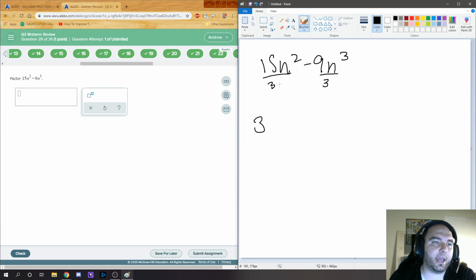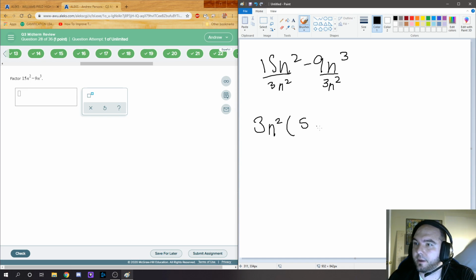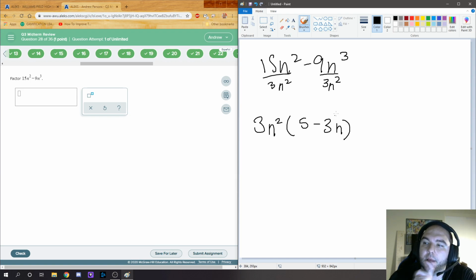They're both divisible by 3, and they both have n squared or higher. So 3n squared can come out of both of those. In my final answer, I will write that in front of a parenthesis, and my leftovers will be, what do I get when I divide these things by 3n squared? So I get a 5, and that's it. 15 over 3 is 5. N squared cancels out with n squared. The next one is negative 9 over 3, which makes negative 3. And n cubed over n squared makes n. And that's the answer. It's factored.